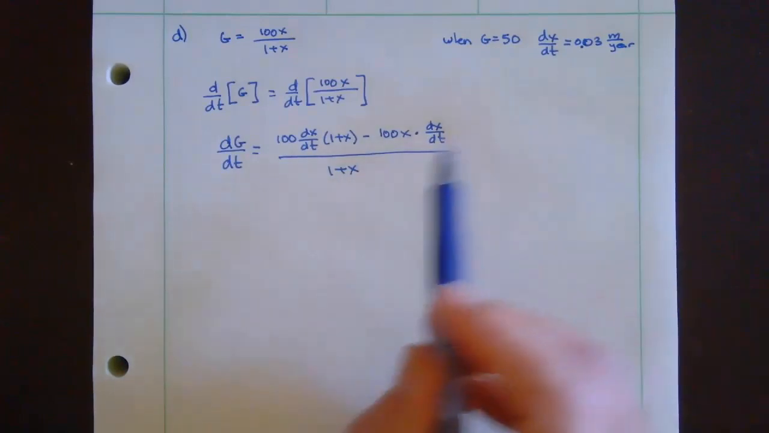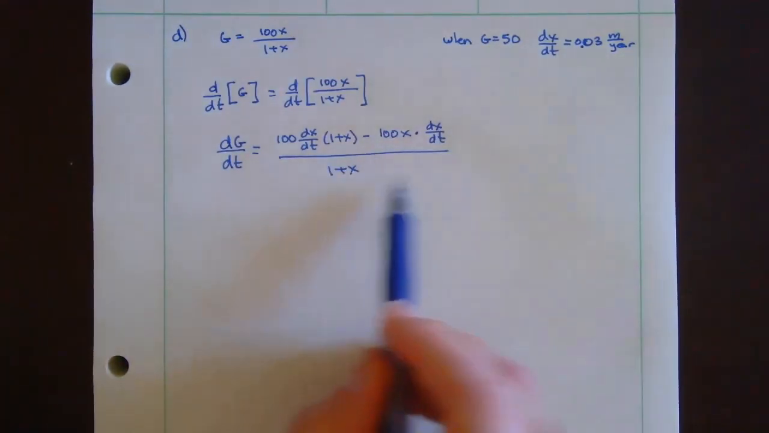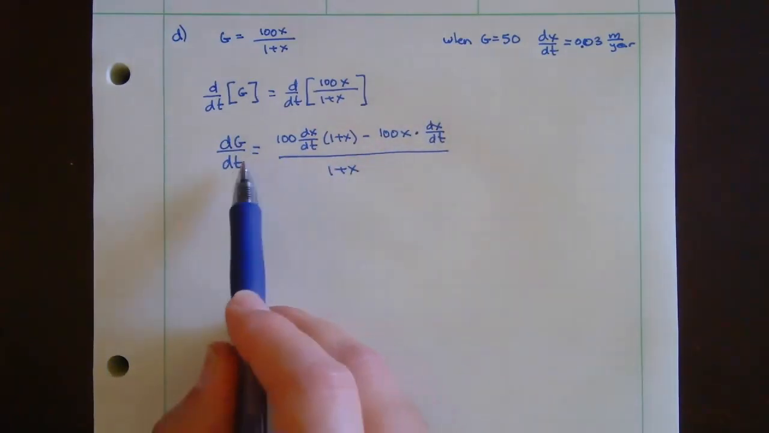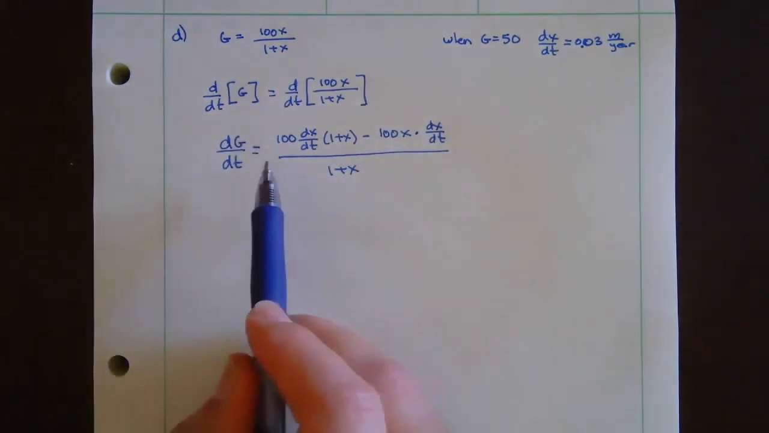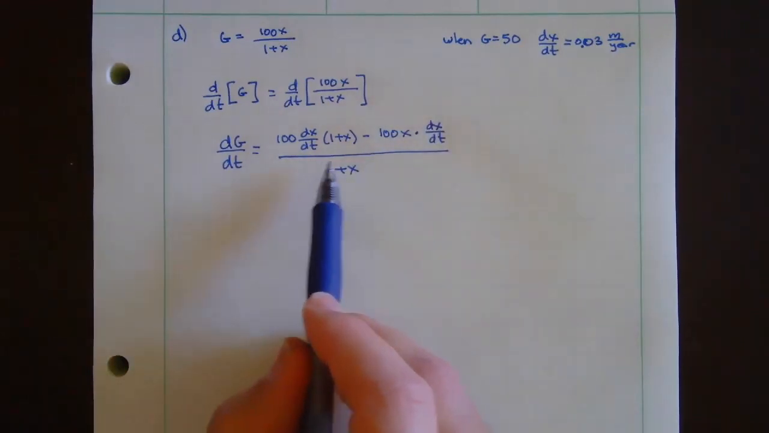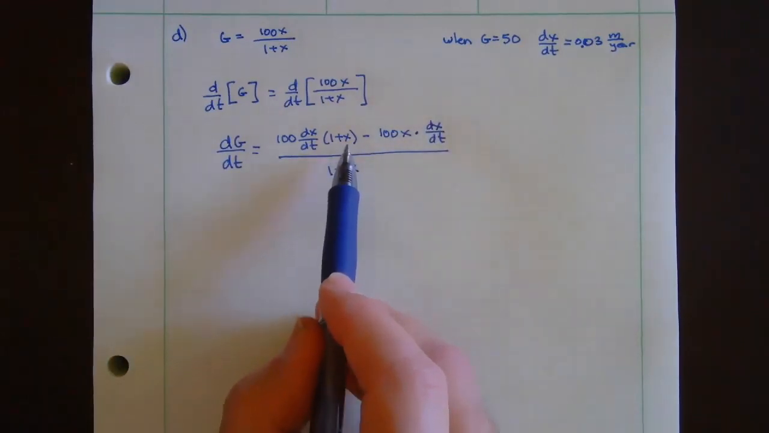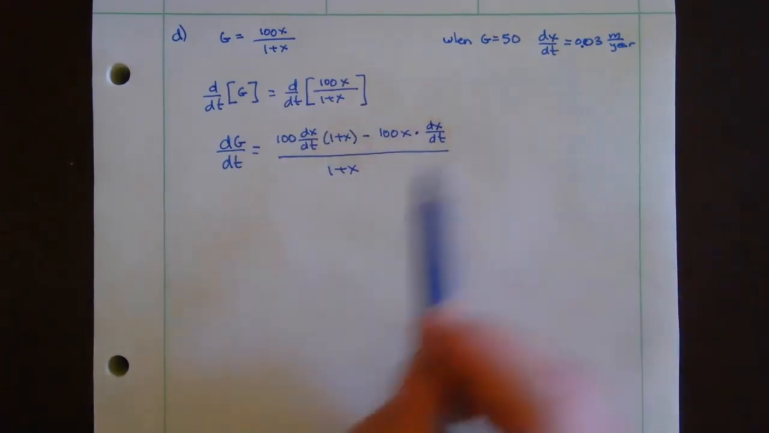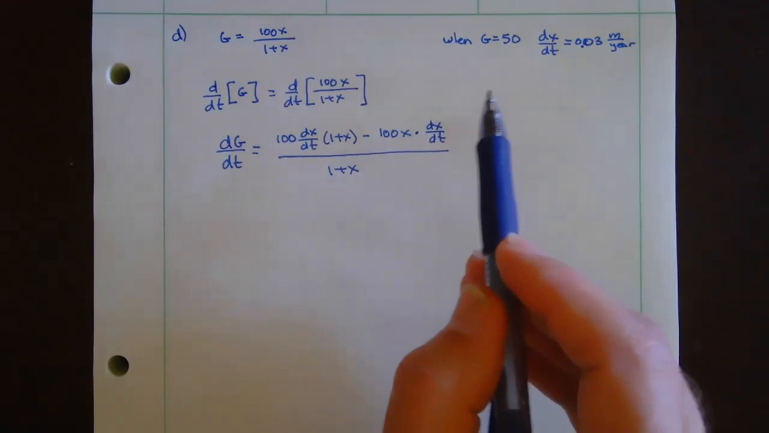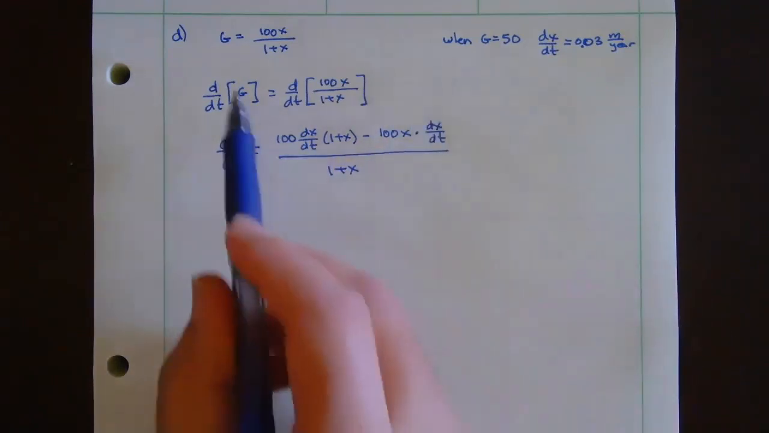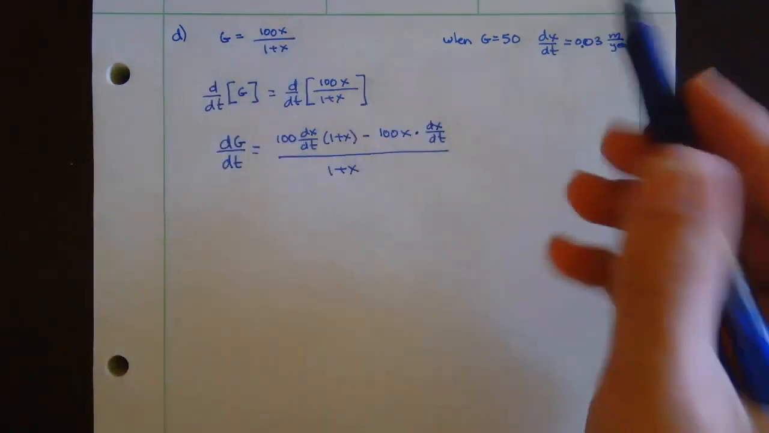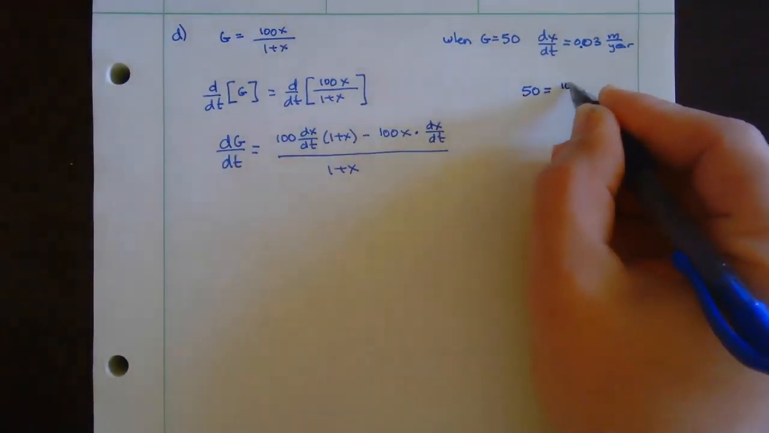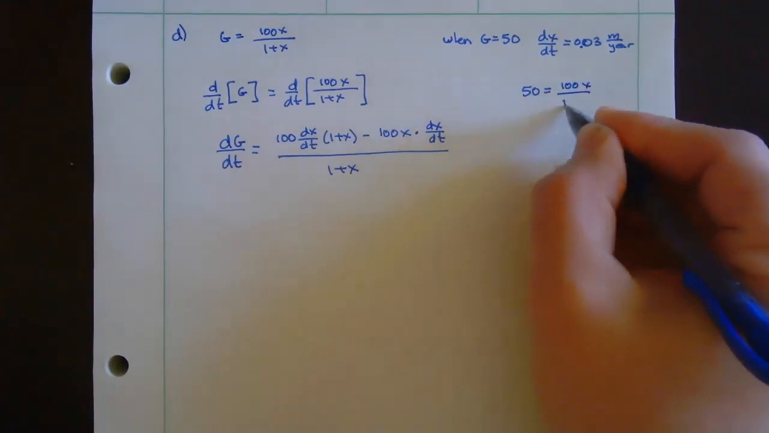We also need to know x, because they want to know this when g is 50. It's not dependent upon g, it's dependent upon the x value, because x is in the formula. We have the dx dt; what we don't have is x. So what is x when g is 50? Well, we can use our original function to do that. Because g is 50, 50 is equal to 100x over 1 plus x.